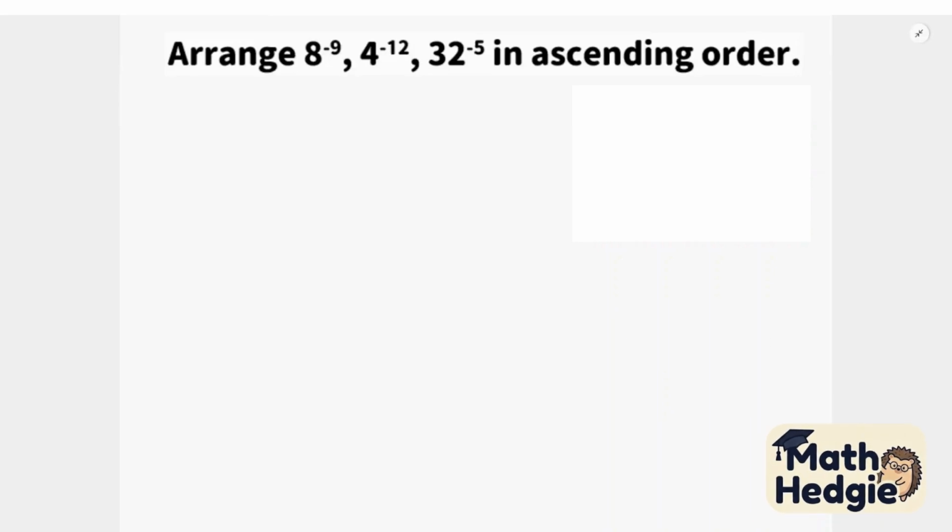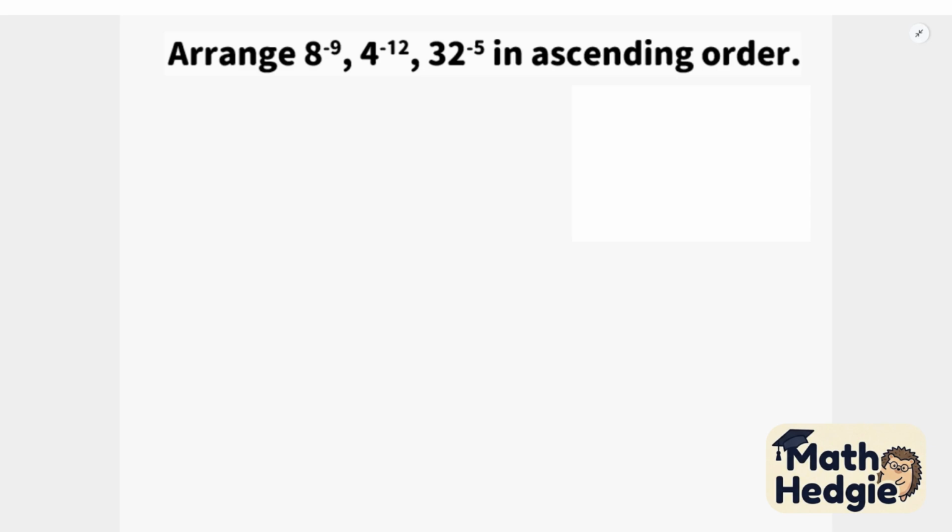In today's video, we are going to tackle a very interesting problem on ordering numbers with negative exponents. The question is, arrange 8 to the power of minus 9, 4 to the power of minus 12, and 32 to the power of minus 5 in ascending order. Now when we see negative exponents, it is easy to get confused. But do not worry. We are going to break it down step by step.